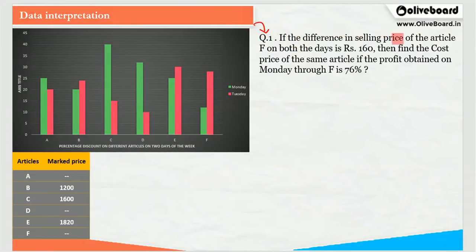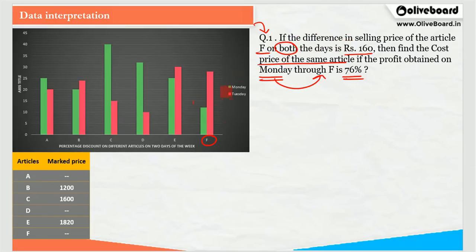If the difference in selling price of the article F on both the days is rupees 160, then find the cost price of the same article if the profit obtained on Monday through F is 76%. So here we have to basically focus on the article F. The first statement is saying that the difference in selling price of the article F on Monday and Tuesday is rupees 160.